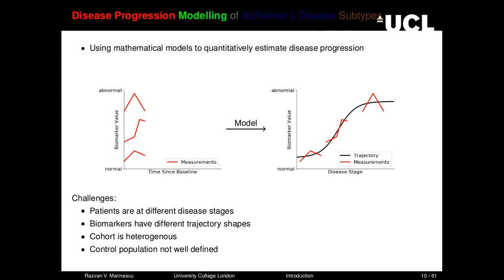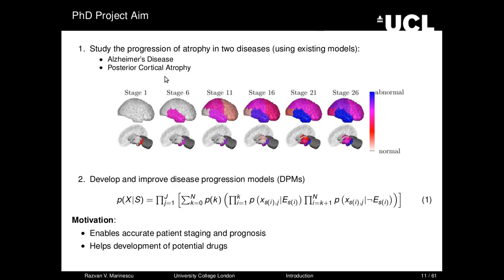So we need some kind of model to be able to go from this picture on the left to the one on the right. And this is what a disease progression model would do. And it will also account for many other challenges, such as the fact that biomarkers have different trajectories, or that the cohort is heterogeneous, because, for example, patients could have different underlying pathologies, such as Lewy bodies and so on, that could cause Alzheimer's disease.